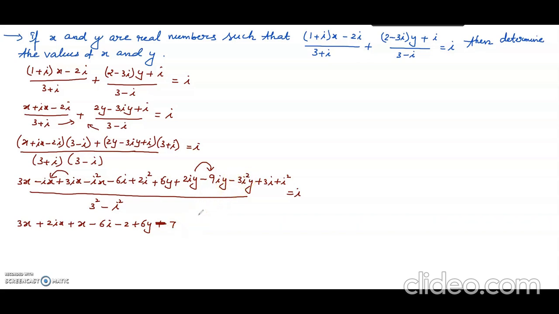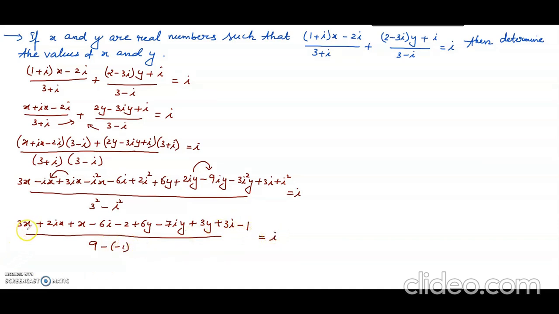So let us make it a bit clear. We have 2iy minus 9iy. 2 minus 9 is minus 7iy. Then iota square is minus, minus into minus becomes plus 3y, plus 3i, and iota square is minus 1, whole divided by, we have 3 square minus iota square. 3 square is 9, iota square is minus 1, so minus of minus 1 is equal to i.